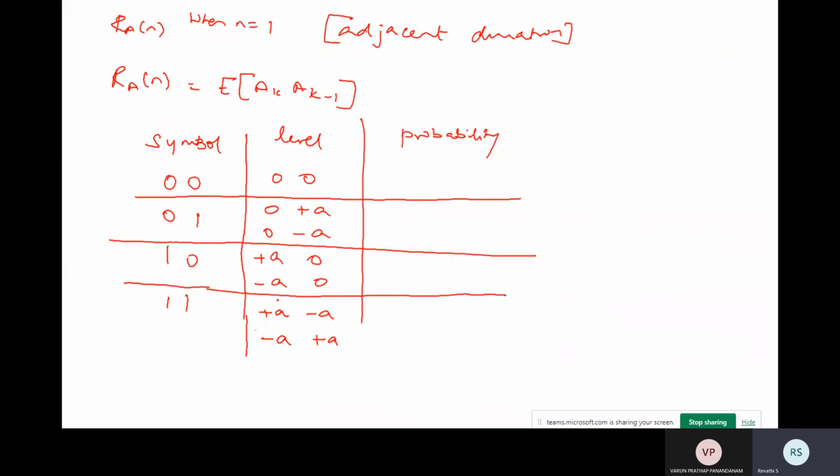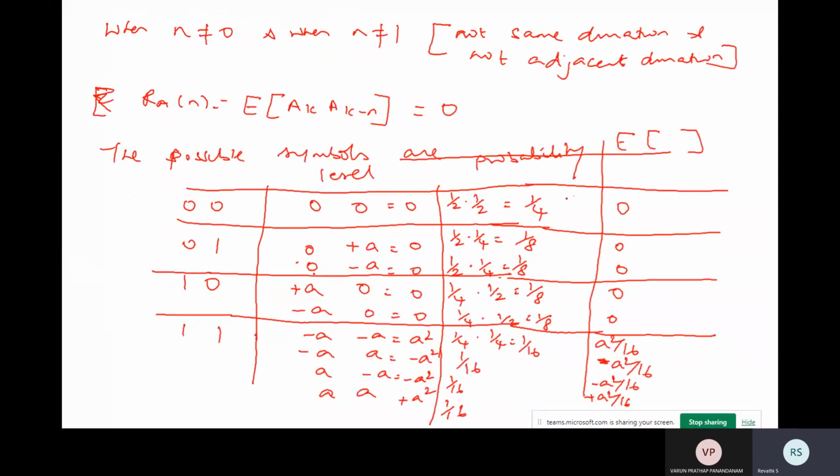Here, what you need to understand is that you should be very careful when you are writing the probability. As we have already assumed, we take the probability of 1 by 2 for symbol 0, probability of 1 by 4 for symbol plus A, and probability of 1 by 4 for symbol minus A. Accordingly, if you sum up all the probability, you have 4 times 1 by 16, so 1 by 4, plus 1 by 4, so 1 by 2, plus 4 times 1 by 8, which gives 4 by 8, which is 1 by 2. If you sum up all the probability, you will get 1.